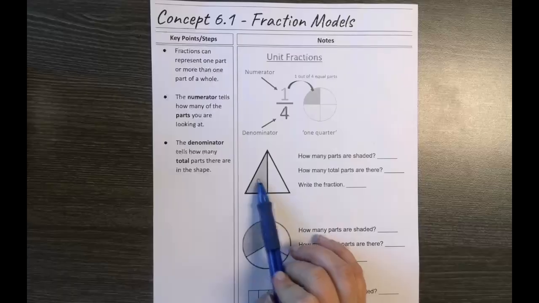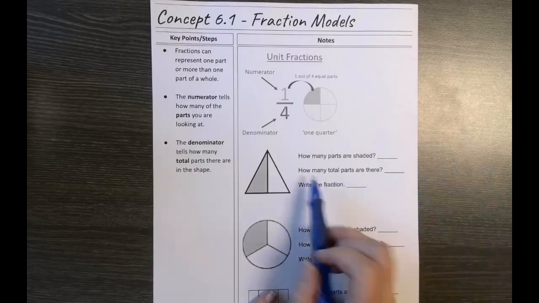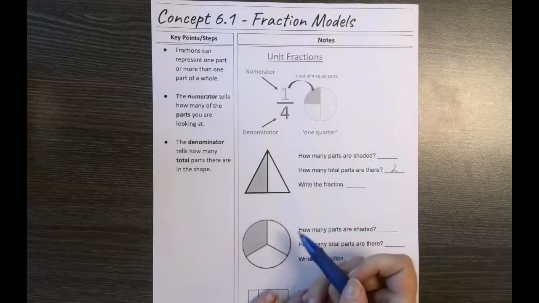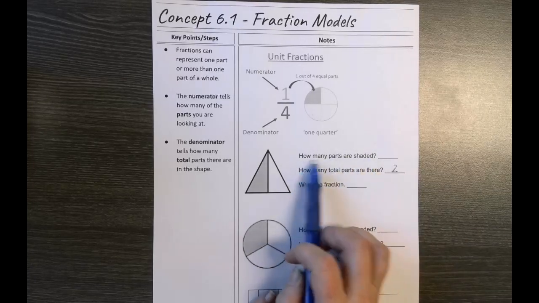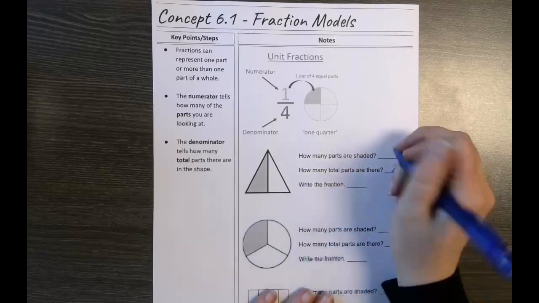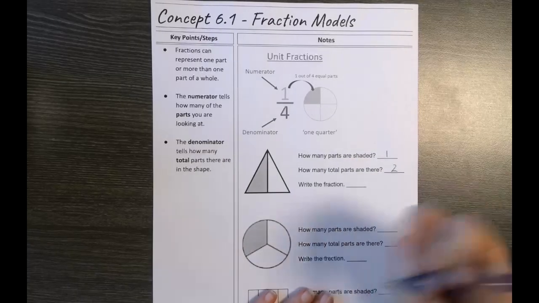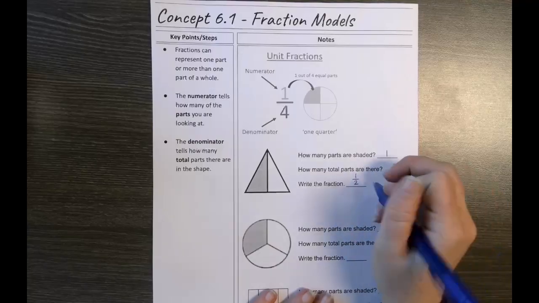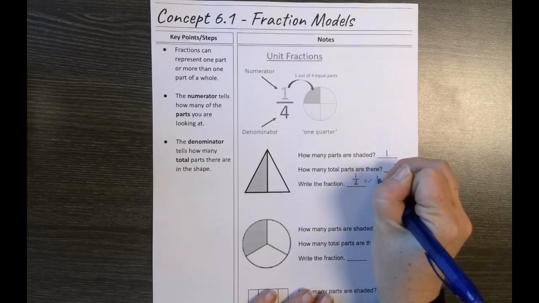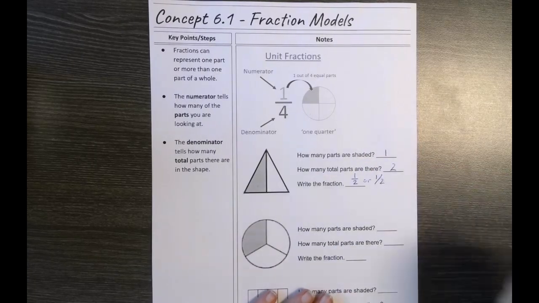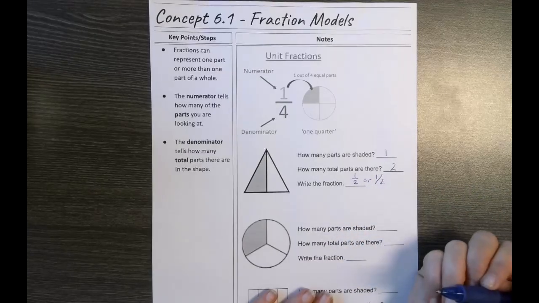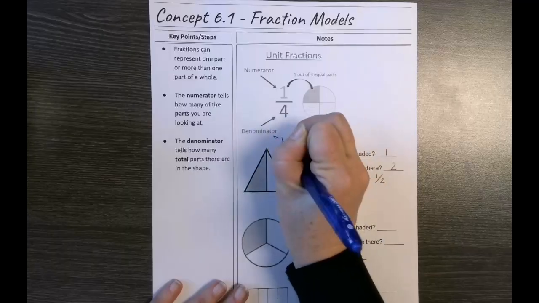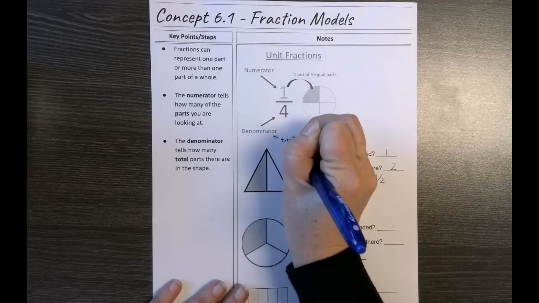So total, this one has 2 parts. How many total parts are there? There are 2. And out of those 2 whole parts, we have 1 that is shaded. So I'm going to write 1. That means my fraction is going to be 1/2. We can write it as 1/2, or if you want to feel fancy, you can write it as 1/2 that way, just with the slash in a different spot. Absolutely. The denominator is total parts.